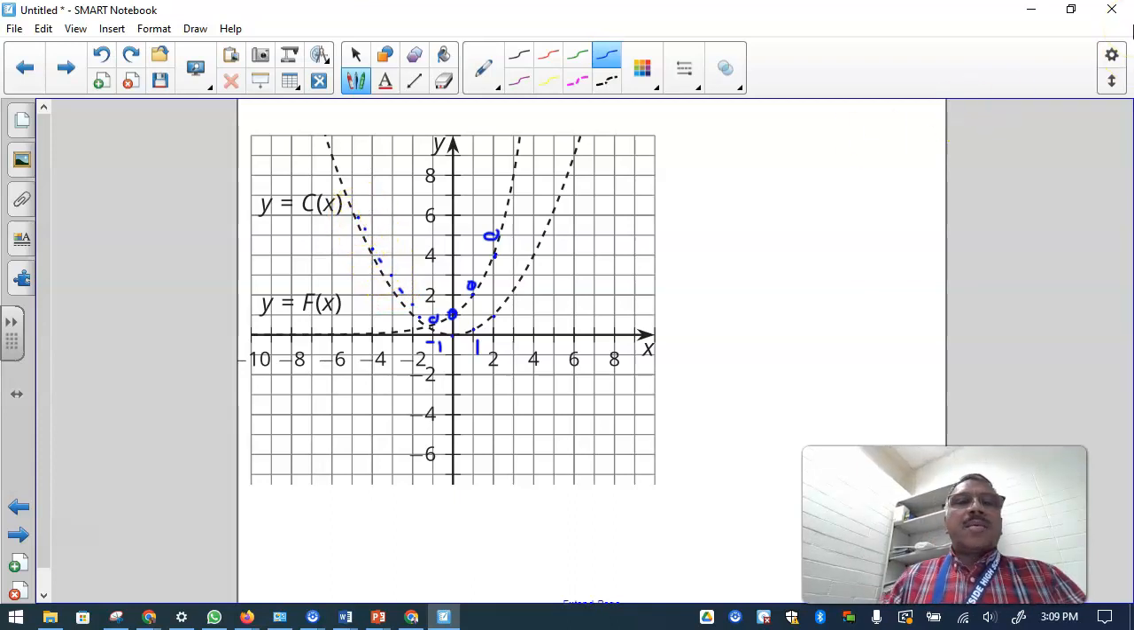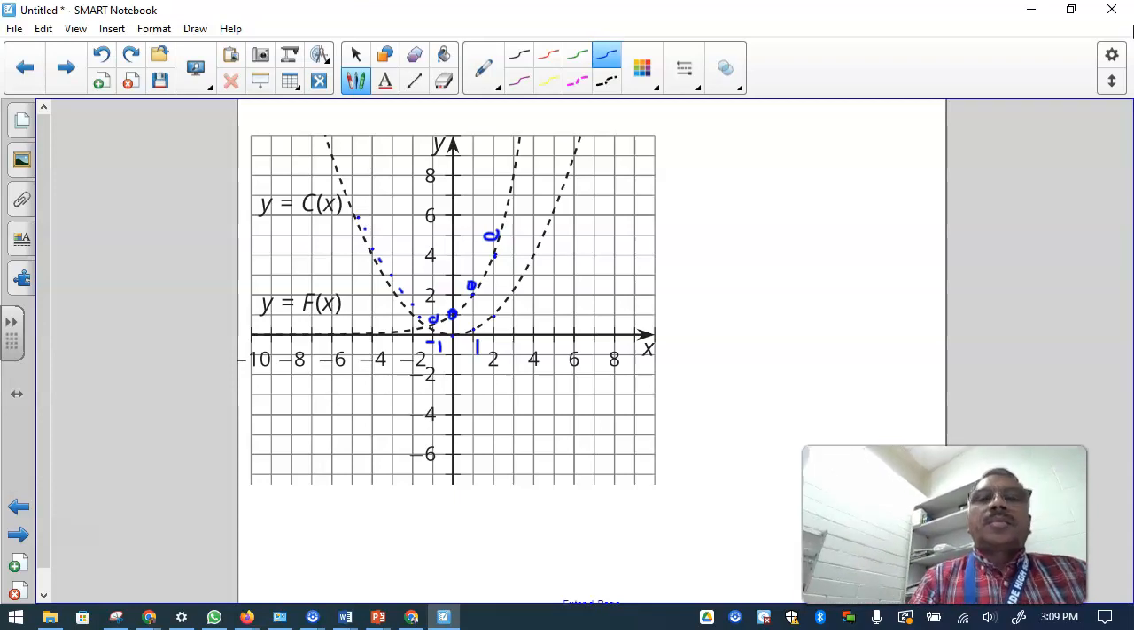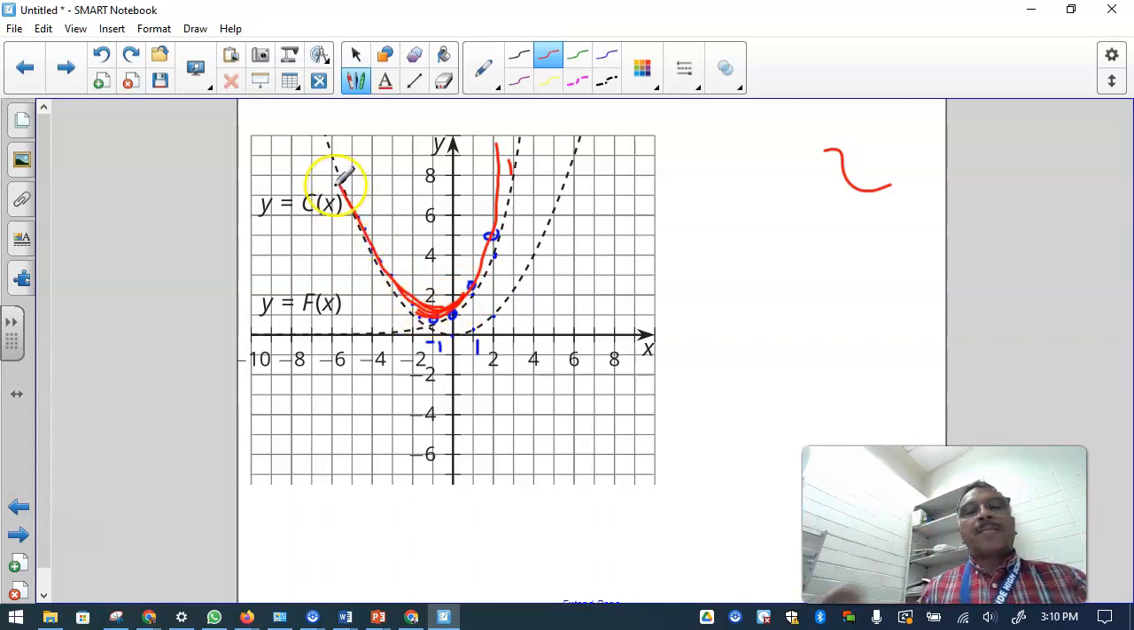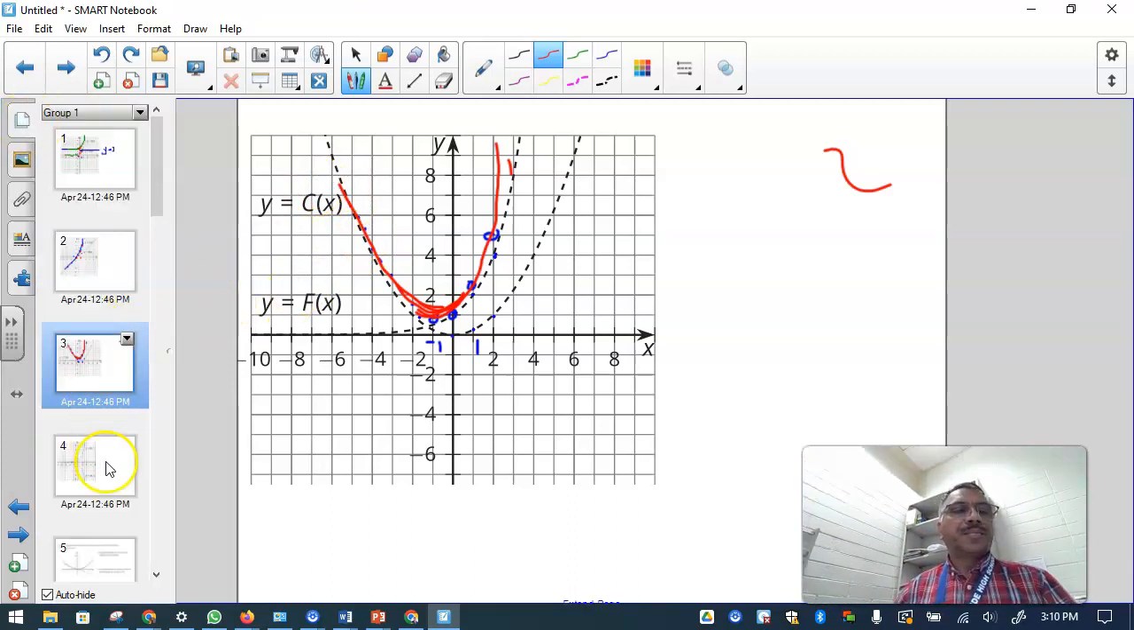And your new graph will be something like this. Okay. It will go through this and then almost closing like this. So that takes care of that one.